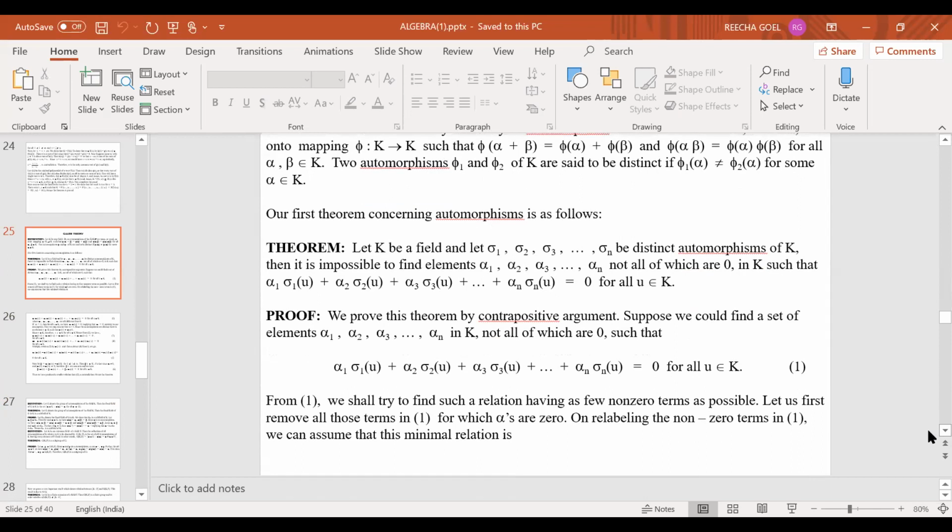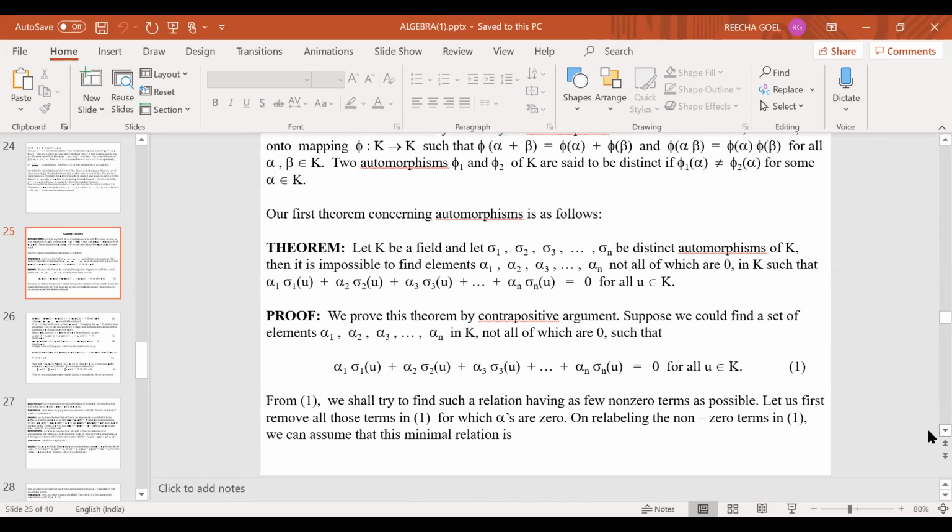Suppose it is possible to find alpha 1, alpha 2, ..., alpha n in K, not all of which are 0. That is, some of them may be 0, others may be non-zero, such that alpha 1 sigma 1 u plus alpha 2 sigma 2 u plus ... plus alpha n sigma n u equals 0 for all u in K. Let me put this as expression 1.